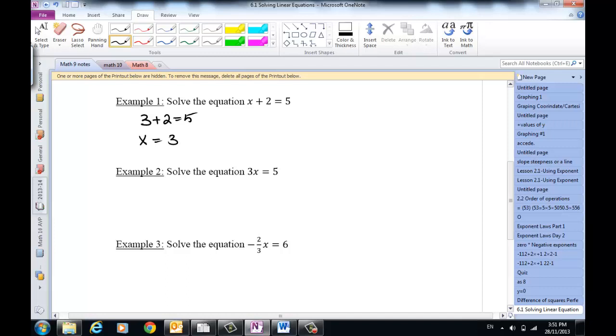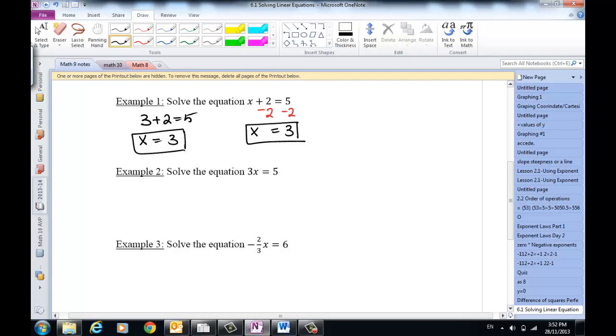If we solve this by showing our algebraic steps, notice that what I could do is I could subtract 2 from both sides, because as we remember, whatever I do on one side of the equation, I must also do on the other side of the equation, and therefore I get x all by itself, and x is equal to 3, and of course both of my answers would be correct.